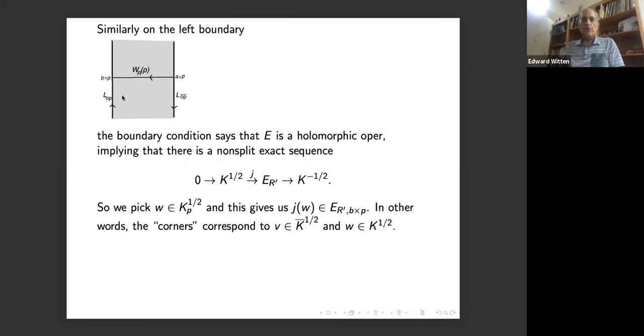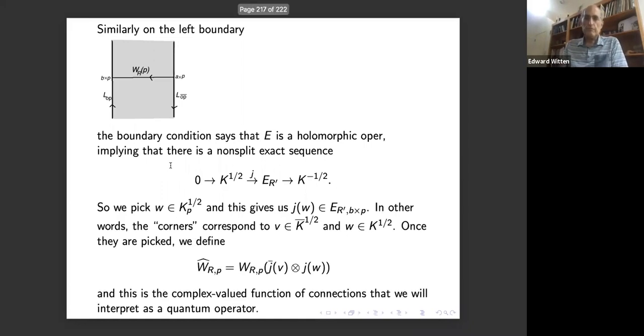In other words, the corners we need to define the Wilson operators, to explain what's happening at the endpoints of the Wilson operators, are these vectors V and W in K to the 1/2 and K bar to the 1/2. Once they're picked, we define W hat of R and P, a complex valued function of connections, as W of R and P acting on J bar of V tensor J of W. And that's the complex valued function of connections that we will interpret as a quantum operator.